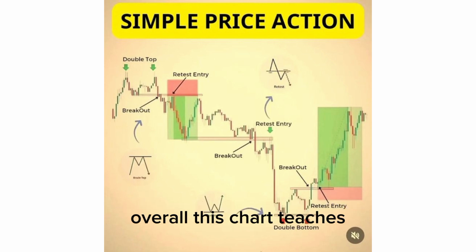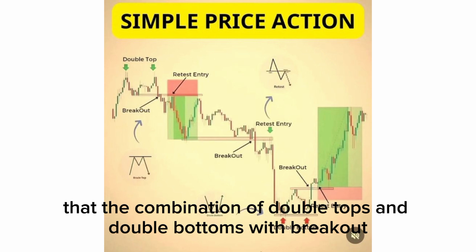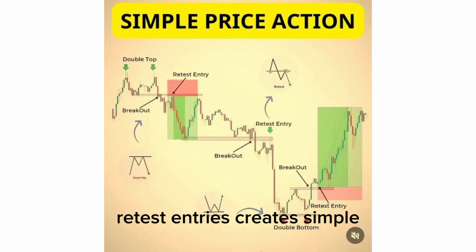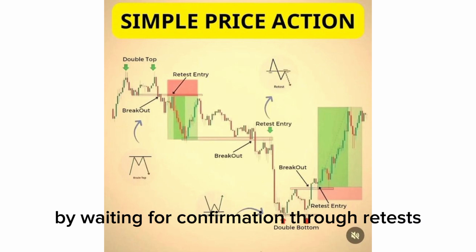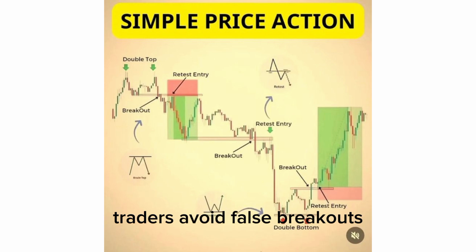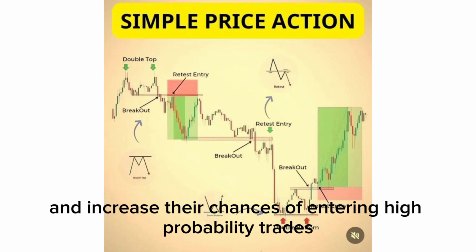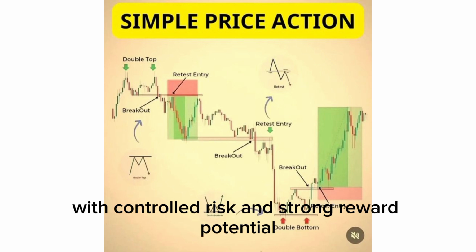Overall, this chart teaches that the combination of double tops and double bottoms with breakout retest entries creates simple yet powerful price action setups. By waiting for confirmation through retests, traders avoid false breakouts and increase their chances of entering high-probability trades with controlled risk and strong reward potential.